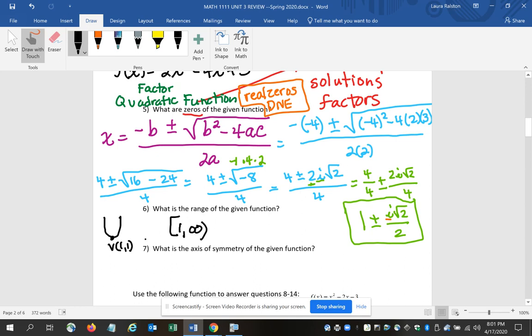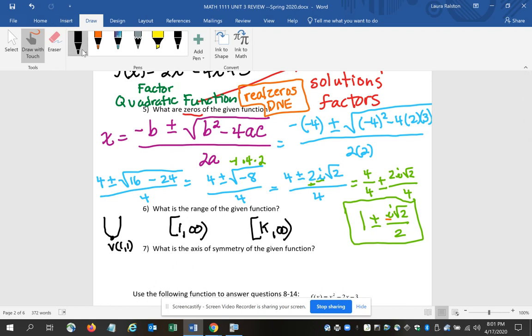In general, if your parabola opens upward, your range is going to go from the k value of the vertex to positive infinity. But that's only the case if it opens up.